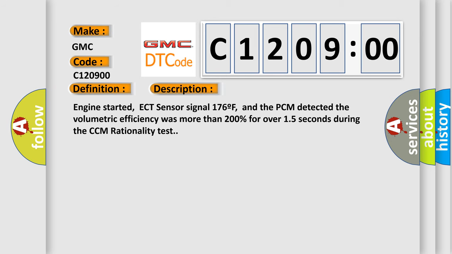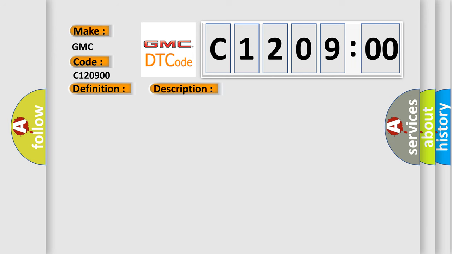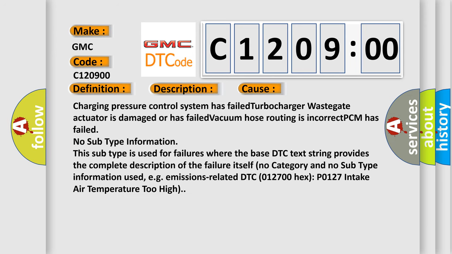And now this is a short description of this DTC code. Engine started, ECT sensor signal 176F, and the PCM detected the volumetric efficiency was more than 200% for over 15 seconds during the CCM rationality test. This diagnostic error occurs most often in these cases: charging pressure control system has failed, turbocharger wastegate actuator is damaged or has failed, vacuum hose routing is incorrect, PCM has failed, no subtype information.